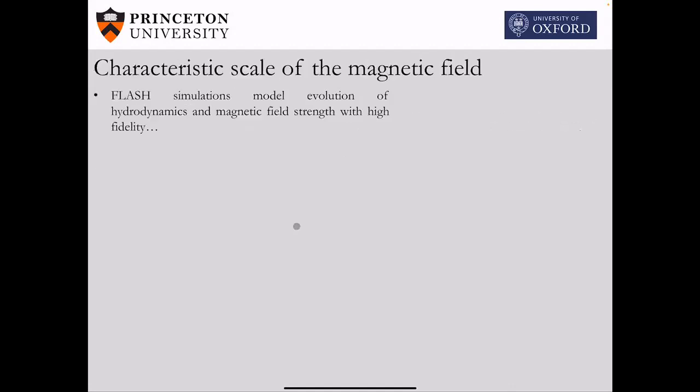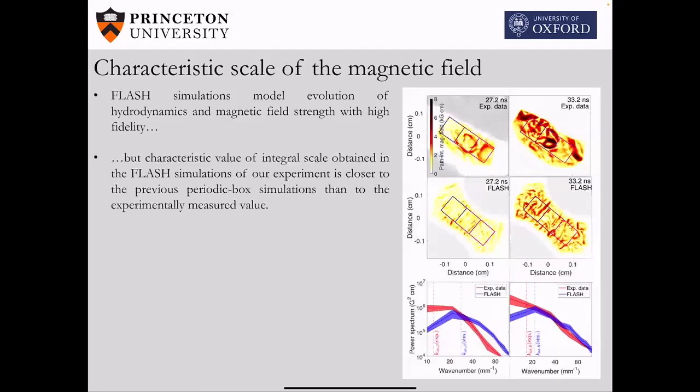Another interesting finding concerns, as I mentioned, the characteristic scale of the magnetic fields. We found generally that the FLASH simulations model the evolution of the hydrodynamics and the magnetic field strength with pretty high fidelity. But the characteristic value of the correlation length, or equivalently the integral scale, obtained in the FLASH simulations of the experiment was much closer to previous periodic box simulations than to the experimental value.